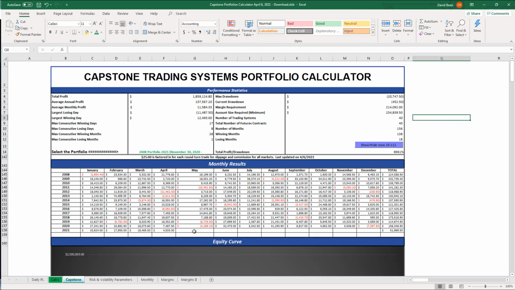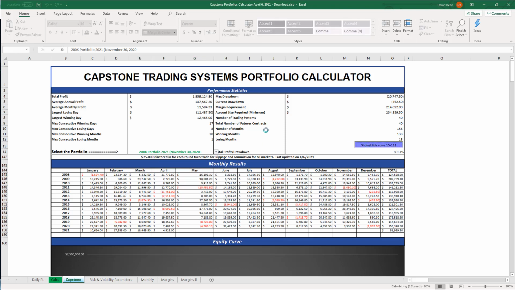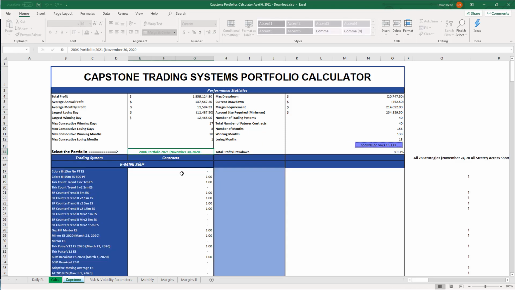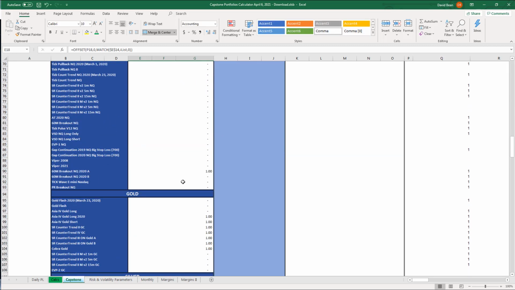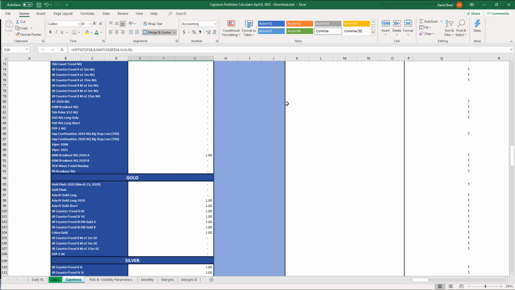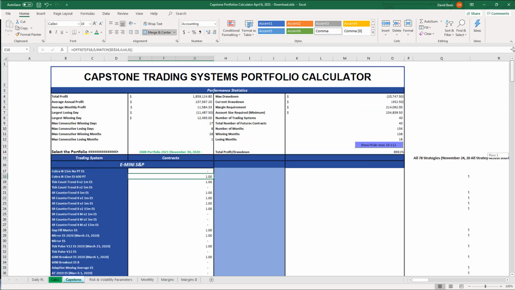It's been our top performing portfolio, very consistent, and the Nasdaq in the micro conservative uses the same strategies, except on a micro. It uses the same strategies on the E-mini S&P. You see the E-mini S&P, E-mini Nasdaq, and gold, except we're using 0.1 in the micro conservative version. So once again, I'm going to send the update if you have a subscription.